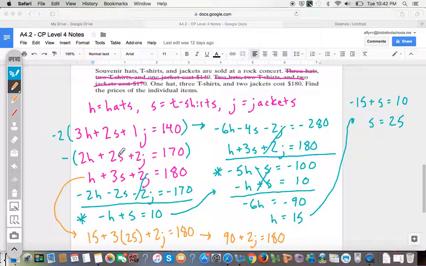So hopefully when you do this problem, by the way, your information is a little more organized than mine is currently. I apologize for this. Okay, so I'll subtract 90 on both sides. So I have 2J equals 180 minus 90 is 90. Divide by 2, so J equals 45. Okay, so I have H equals 15, S equals 25, and J equals 45. Okay, again, is this an acceptable answer? No, it's not. Okay, so pause the video if you need more time.